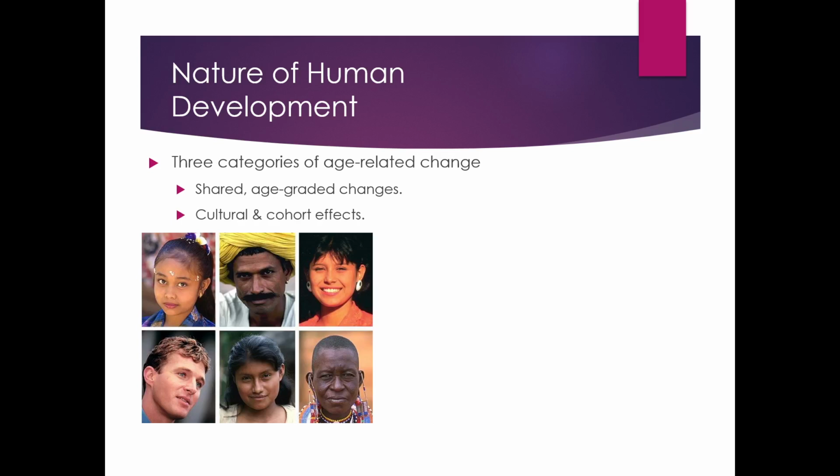Now, another category of age-related change would be the cultural and cohort effects. So in this picture, I'm trying to illustrate that there are lots of different cultures around the world and that each culture has its own set of norms and expectations, social clocks, things like experiences that can affect development. And so cultural effects are going to be something that we talk about a lot in class, that different cultures adopt different strategies for parenting or a variety of things like that.